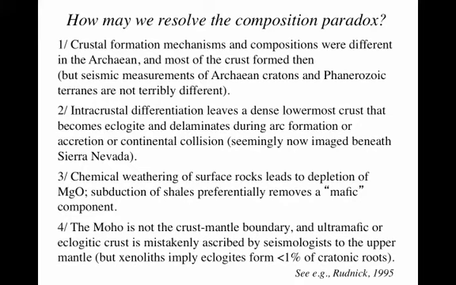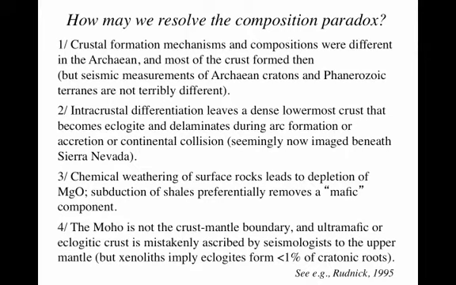So what's happening? First, we have crustal formation mechanisms and compositions that were different in the earliest part of Earth's history. Most of the crust formed then, but in those cratonal areas and somewhat younger terrains, 3-4 billion year old terrains, are not terribly different. Intracrustal differentiation leaves a dense lower crust that can become eclogitic and can delaminate during arc formation or accretion of different terrains or continental collision.